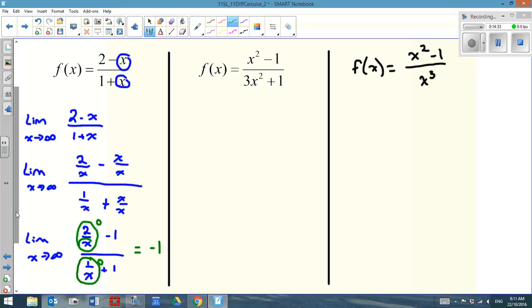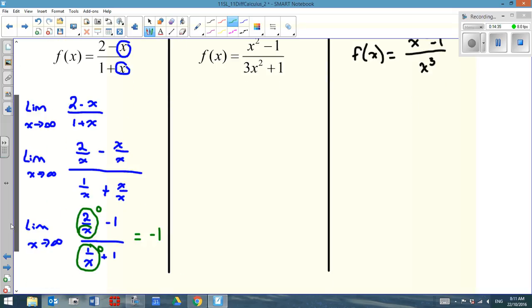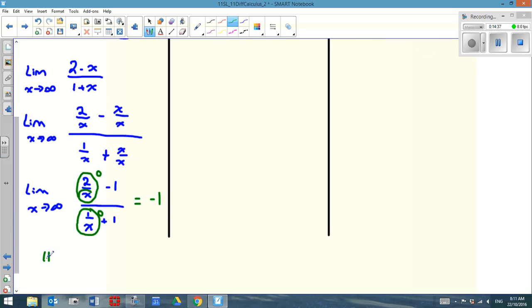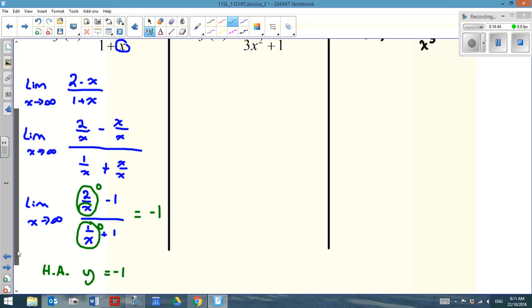So we can say that this function would have a horizontal asymptote at -1. So horizontal asymptote when y equals -1. This is the appropriate way to lay out your work and to show how you actually get that horizontal asymptote.